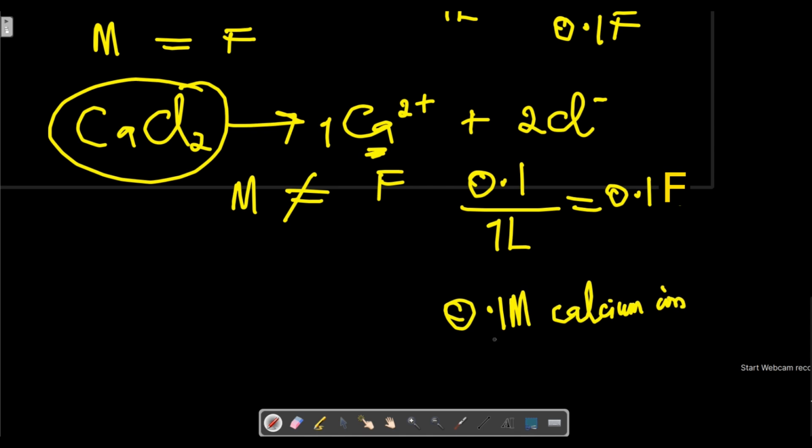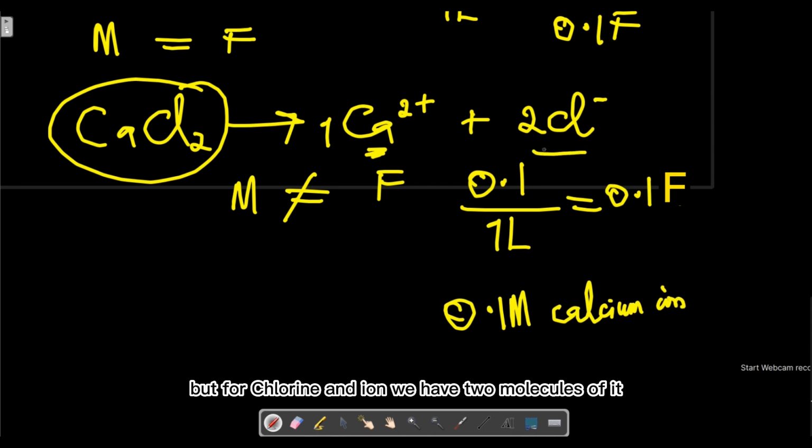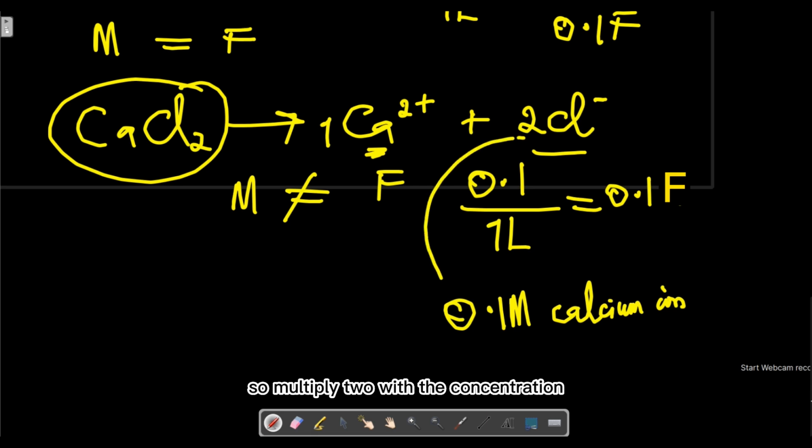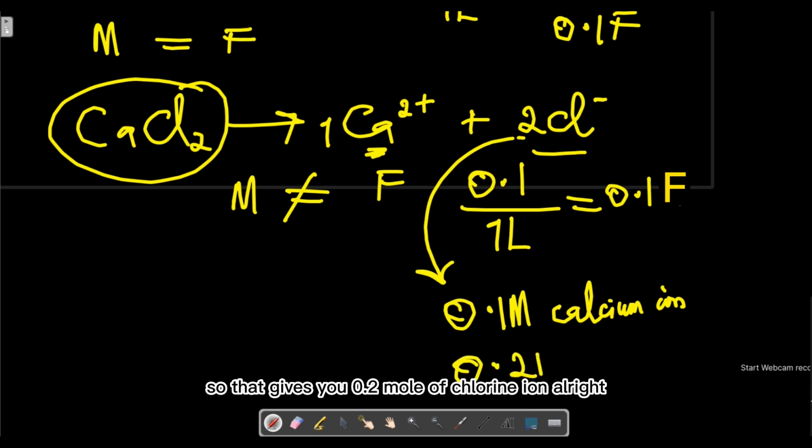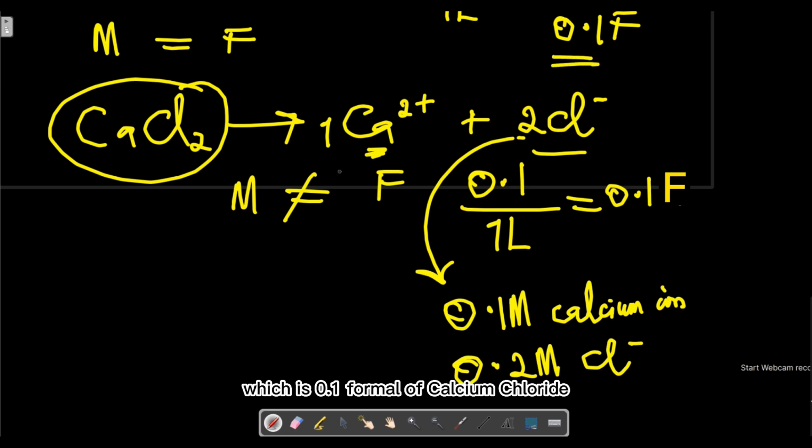But for chloride anion, we have 2 of it, so we multiply 2 with the concentration, and that gives you 0.2 molar chloride ion. So while formality gives you the total concentration, which is 0.1 formal calcium chloride, the molarity takes into consideration the number of moles of ions in the solution. So the molarity is 0.1 molar for calcium and 0.2 molar for chloride anion.